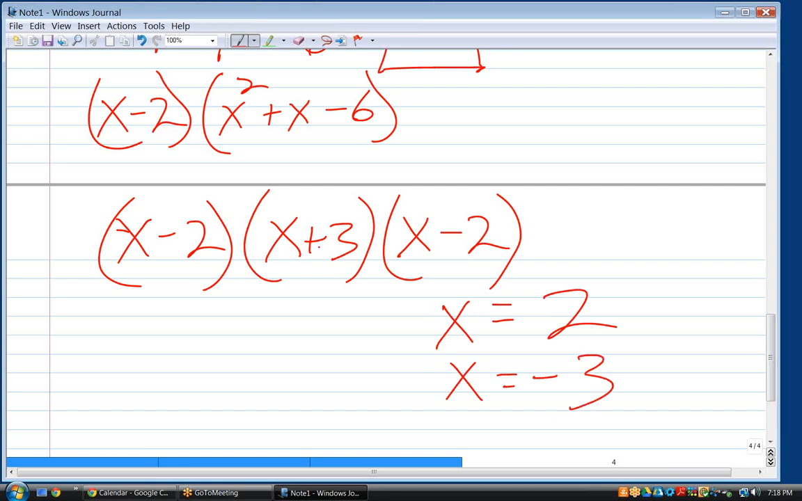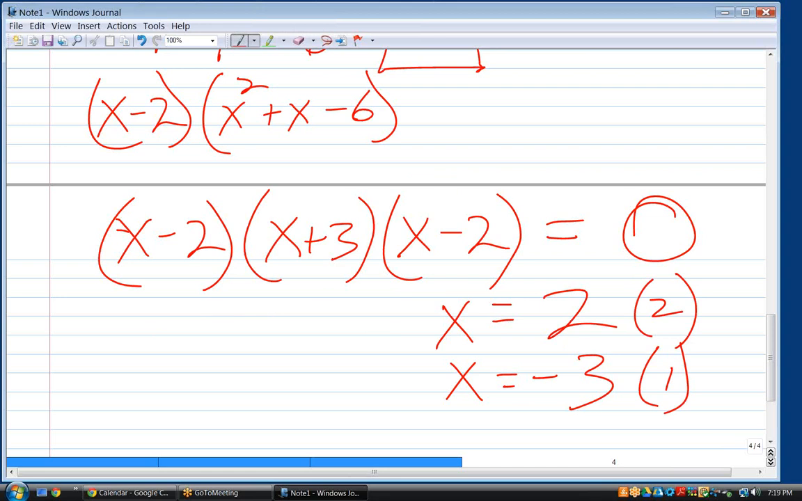In other words, if x plus 3 is a factor, and this could be 0, then x would be equal to -3. All three of these multiplied together are equal to 0. So the way we solve it is we set each one equal to 0. Set that equal to 0, that equal to 0, that equal to 0, and it produces only two solutions. One of them is multiplicity 2. The other is multiplicity of 1.